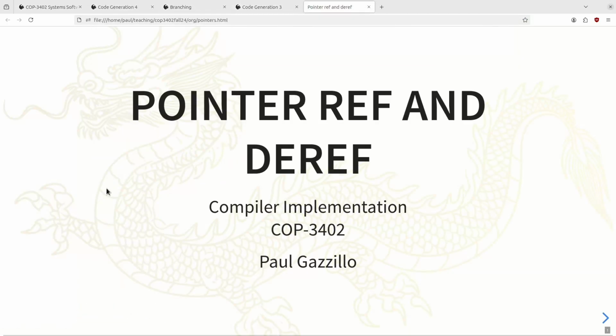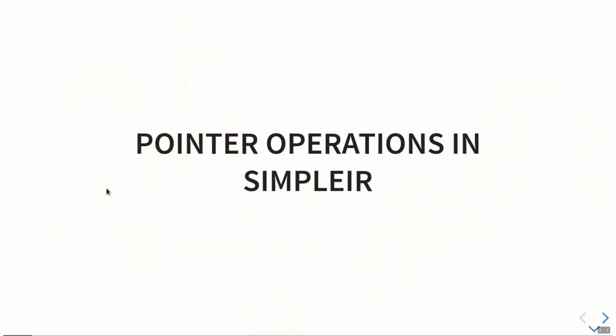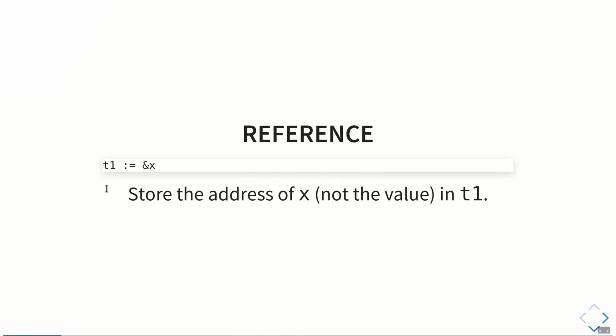Here we go. Okay, so let's first look at the semantics of pointer operations in simple IR. They work basically just like C. So we'll do a little review of C as well if you don't remember this. All right, so what does ampersand do in C? It returns the address of the variable in memory.